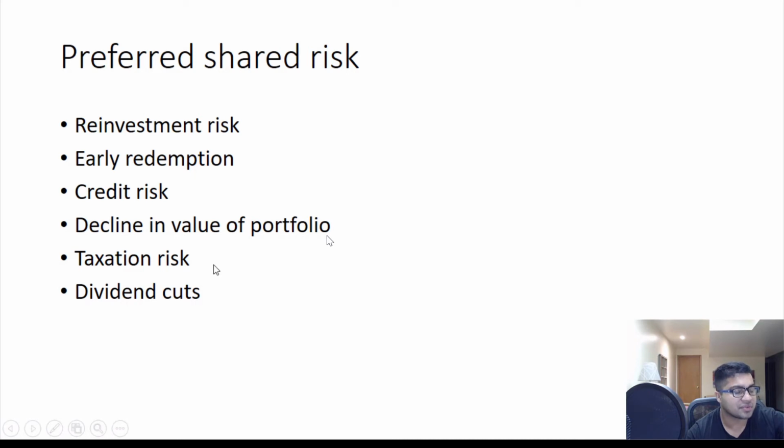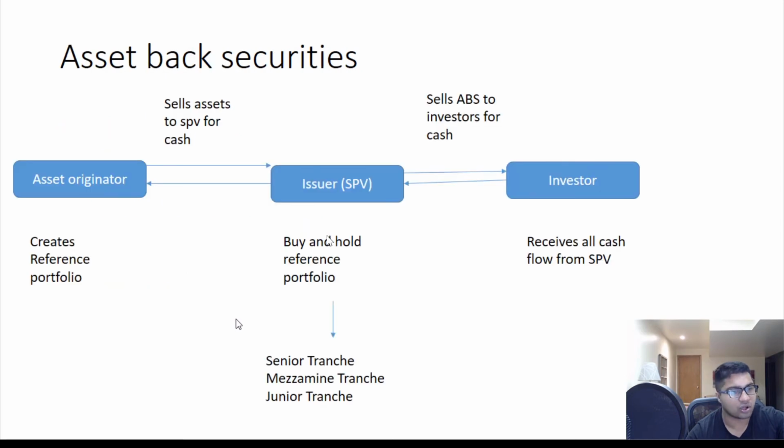Currently in Canada, dividends have a preferential tax treatment, but that can change anytime. Then there are dividend cuts that also create the possibility of loss. Next is asset-backed securities. So what is an asset-backed security? I'll brief you about the basics, then we'll go through this.